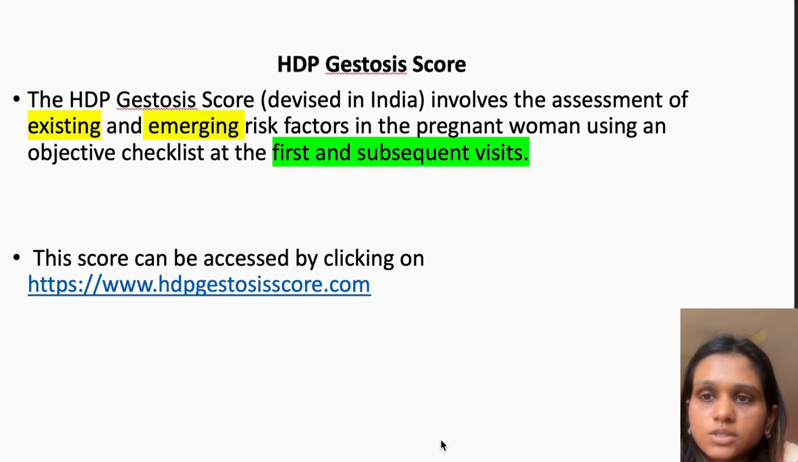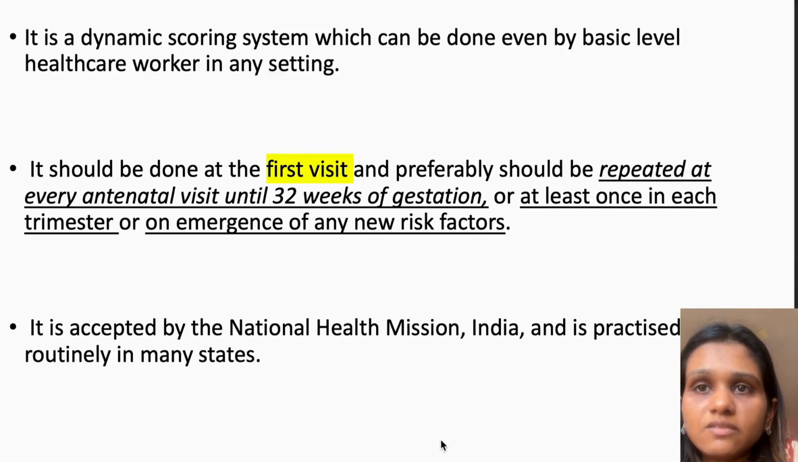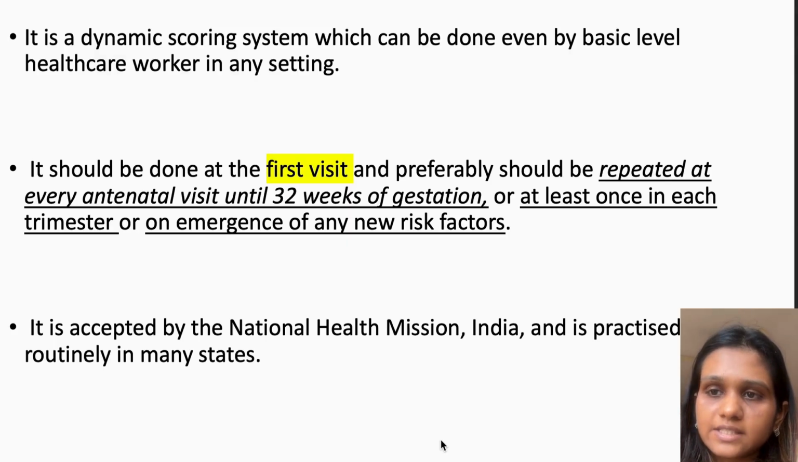You can find the HDP gestosis score on this link, which they've provided in the guidelines also. So what is the HDP gestosis score? It is a dynamic scoring system which can be done even by a basic level healthcare worker in any setting. It should be done at the first visit and preferably repeated at every antenatal visit until 32 weeks of gestation, or at least once in each trimester or on emergence of any new risk factor. It is accepted by National Health Mission India and is practiced routinely in many states.